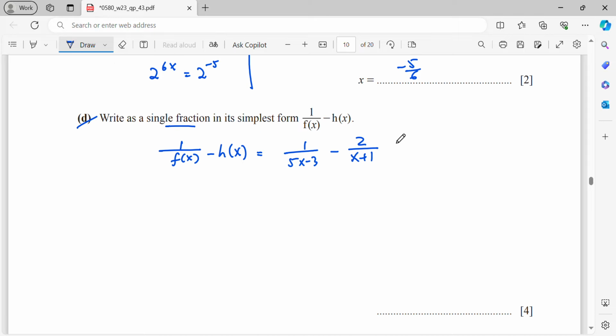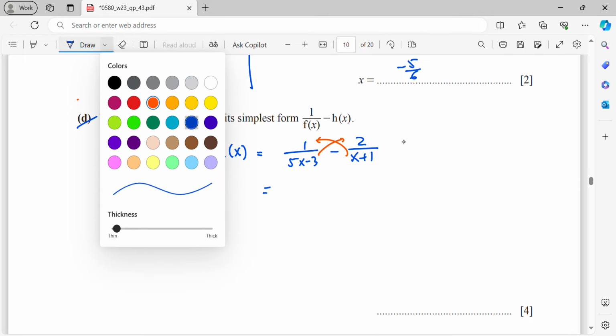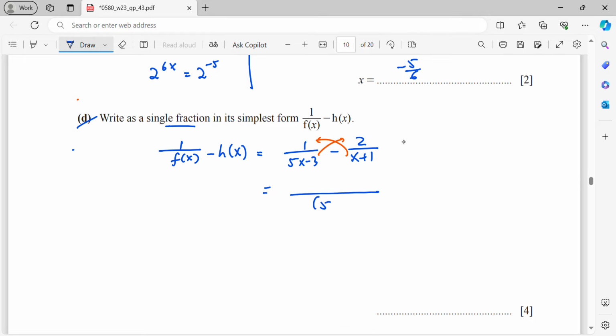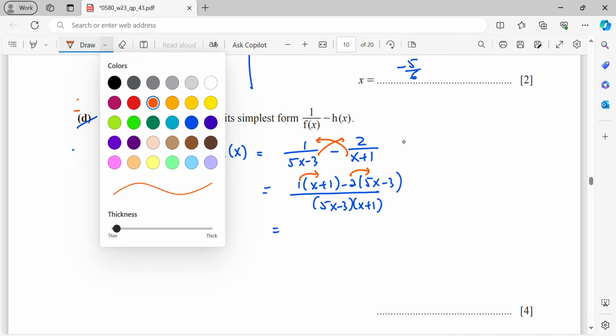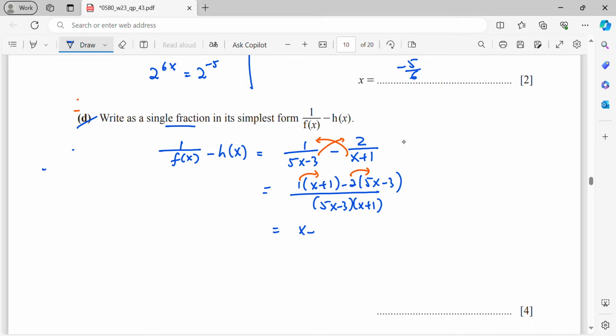And now to get a single fraction, you need to get the same denominator, which means you use cross multiplication. Okay, here cross multiply. Then you will be getting the same denominator. So I will get 1 times (x plus 1) minus 2 times (5x minus 3). So now you do expansion for this. 1 times the bracket, then minus 2 times another bracket. So I will get x plus 1 minus 2 times 5x will be minus 10x. Minus 2 times minus 3 will be plus 6.